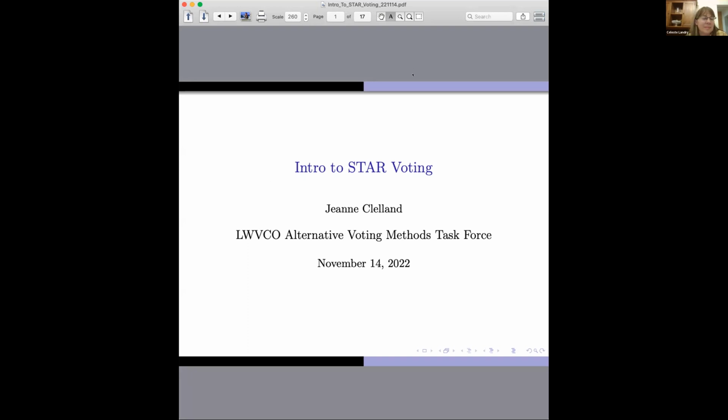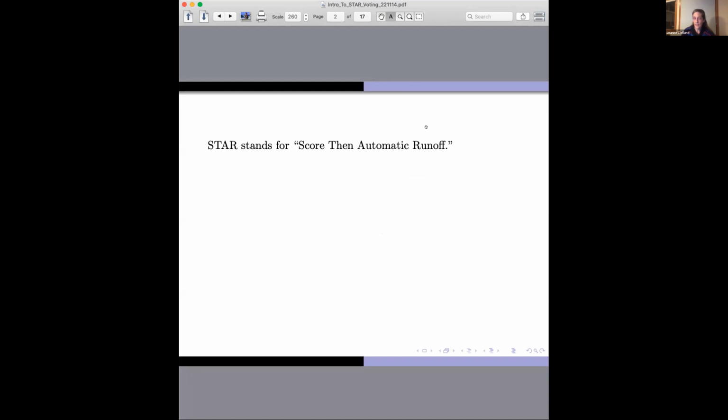Yes. Okay. So I'm going to talk about STAR voting. First, this acronym stands for Score Then Automatic Runoff. I know this presentation is kind of out of order, coming before the other two methods, because it's the newest and probably the least familiar. So let me just comment briefly. I hope that folks have at least a little familiarity with the other two methods.